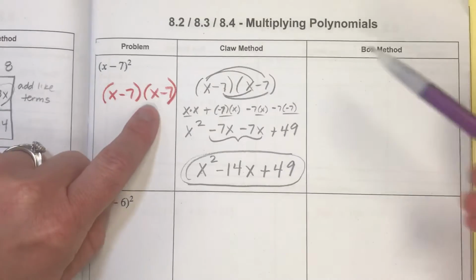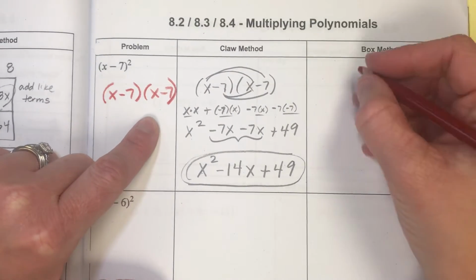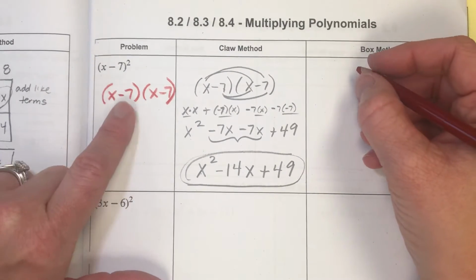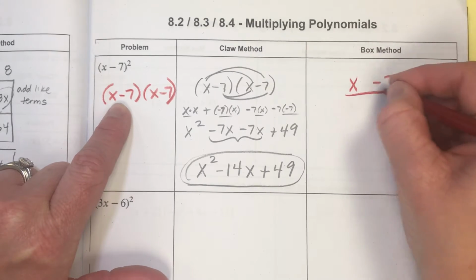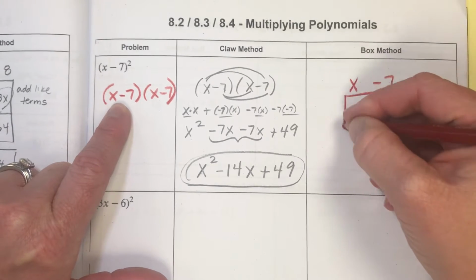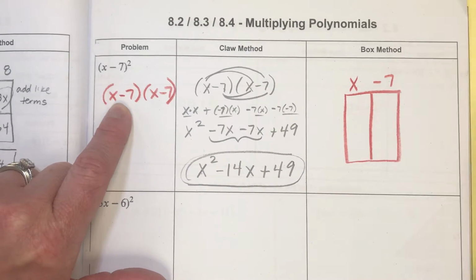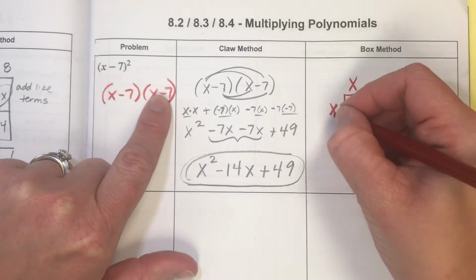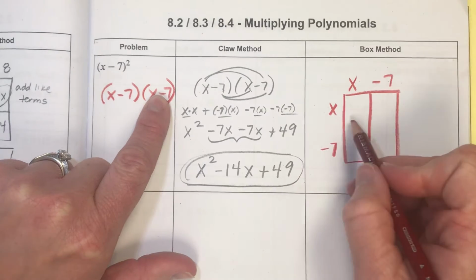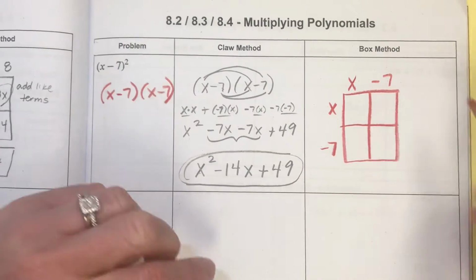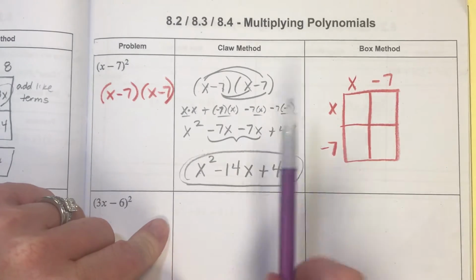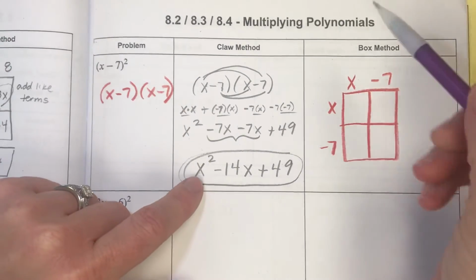Now the same problem but written as a box method. My first polynomial here is a binomial, so x and minus 7. So I have two terms there, so I'm going to make a box with 2 columns. And my other binomial, I'm going to write vertical, and there were also 2 terms, and a 2 by 2 should make 4. And so that's where we see these 4 terms show up. I'll show you it's the same no matter which method you pick.